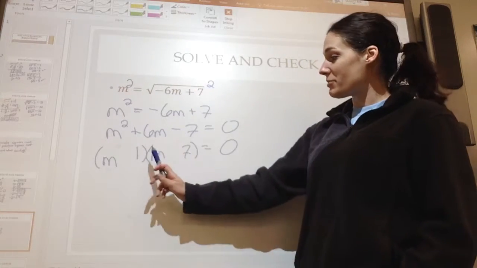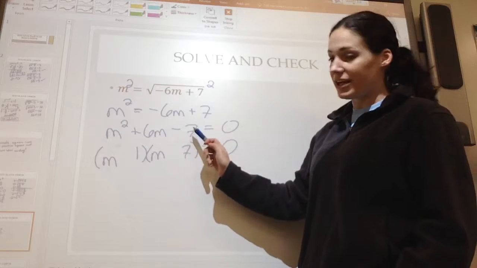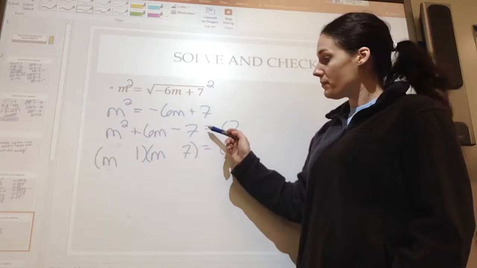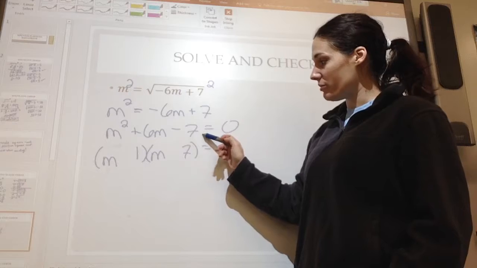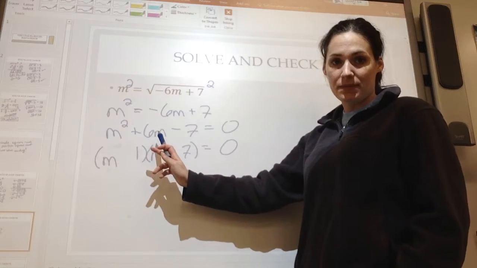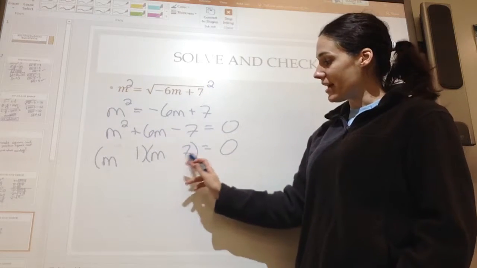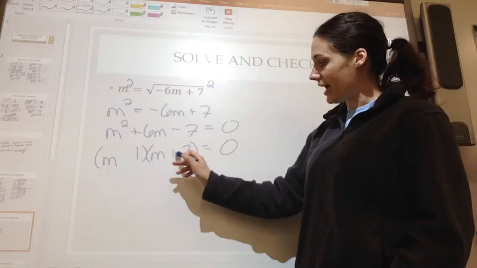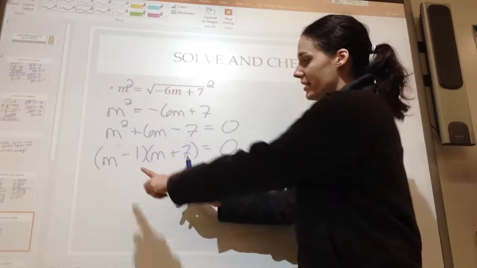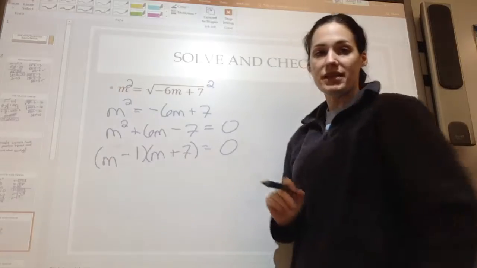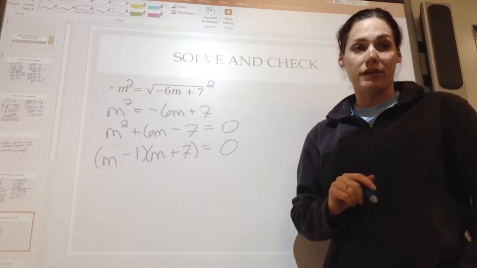But now one has to be positive and one has to be negative in order to multiply to give a negative. So which one should be negative, which one should be positive to add to 6? Since I want a positive 6, that 7 needs to be the positive. So I'm going to add this, subtract this. These two combined would give you 6.